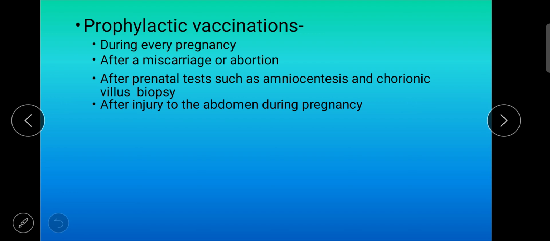Next is prophylactic vaccine. During every pregnancy, after a miscarriage or abortion, after prenatal tests such as amniocentesis and chorionic villus biopsy, or after injury to the abdomen during the pregnancy.